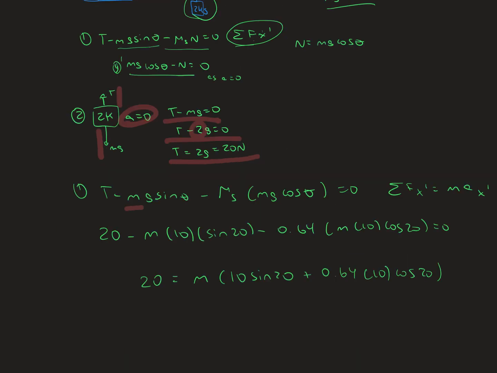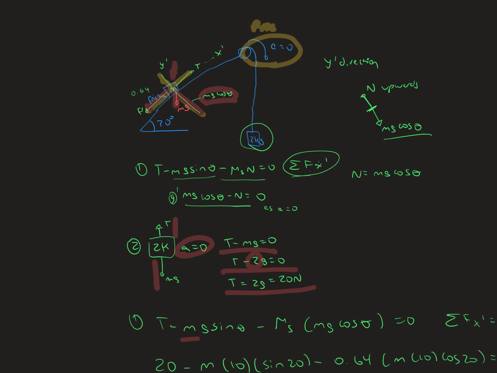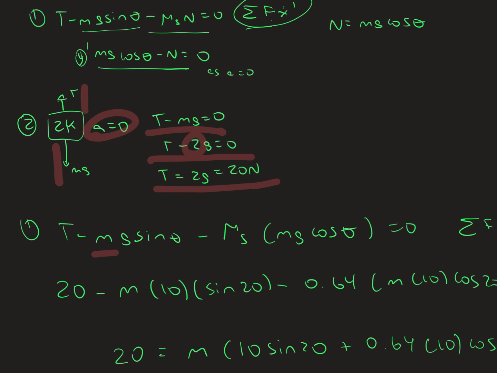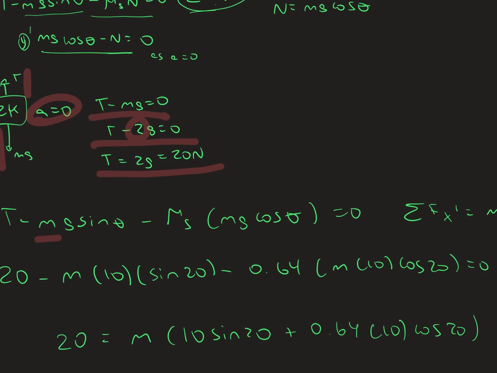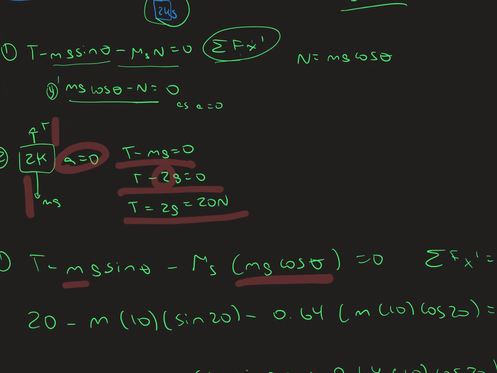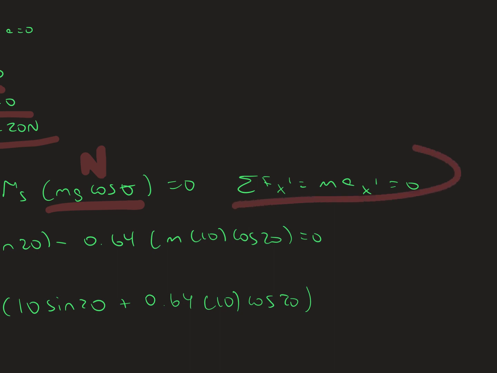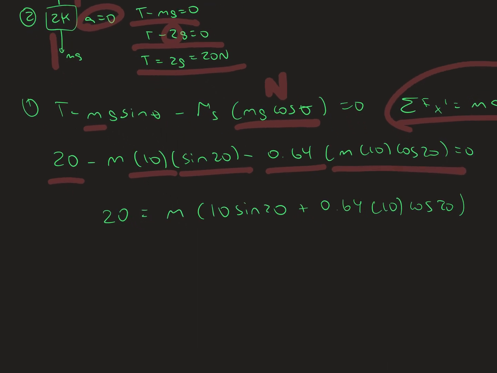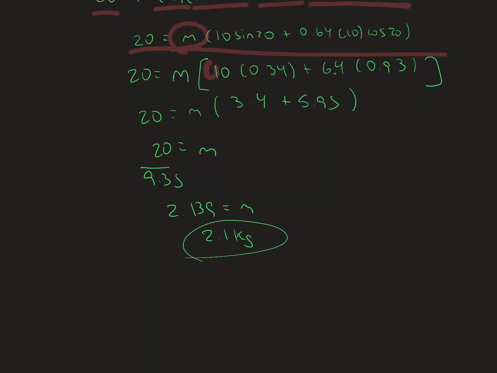Now to find little m, the mass in the middle, we're going to use the formula T minus mg sine of theta minus μ_s times mg cosine of theta, which in this case is the normal force, equal to 0, and that's representing the sum of all the forces in the x direction, equal to 0. So as we do that, we give each one of the mass, the normal force, the μ_s, we give those values, and now we're going to try to solve for little m. So that should give us a value of 2.1 kilograms.